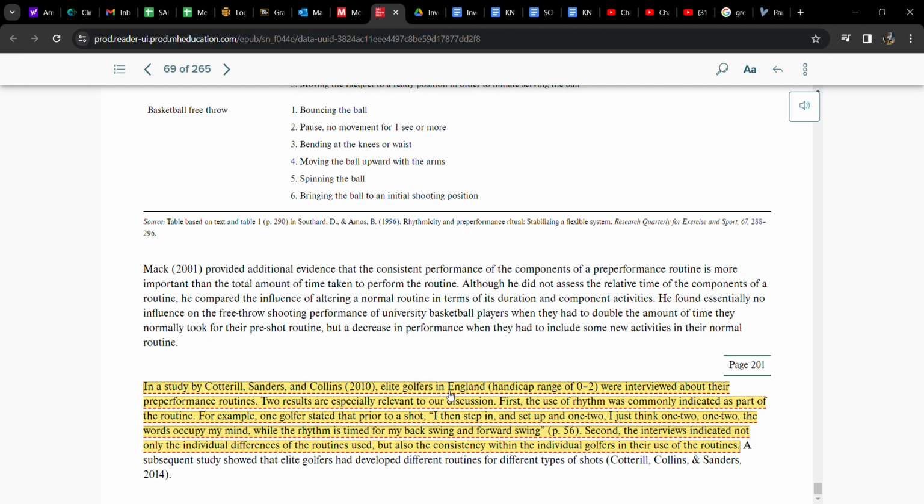And then secondly, the interviews indicated not only the differences between individuals in the routines that were used, but also the consistency within the individual golfers in the use of their routines. So we know that routine and movement preparation are important when we're performing a skill. And so this is just an example of that movement preparation.